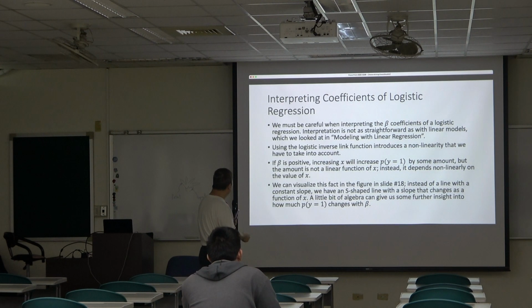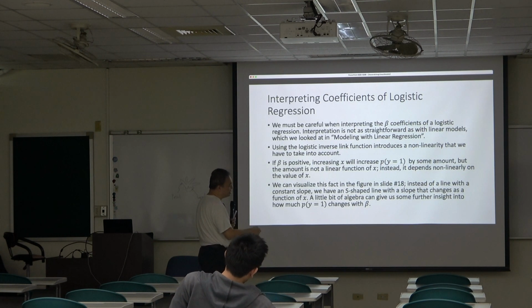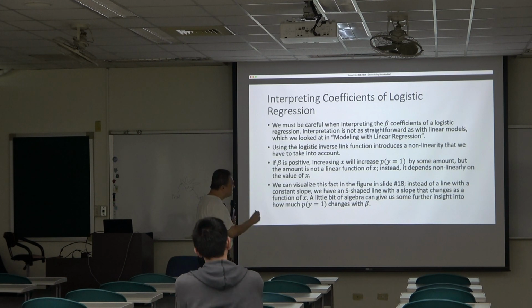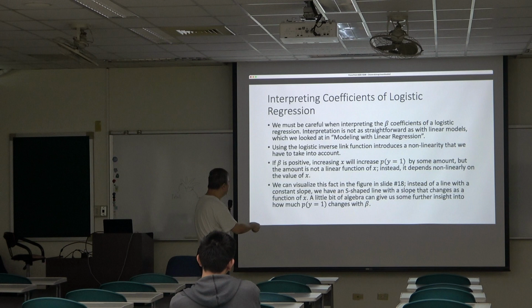Okay, so if beta is positive, increasing x will increase this probability p of the positive class by some amount, but we cannot specify that amount very well. The amount is not a linear function of x. Instead it depends nonlinearly on the value of x. It depends where you are talking about that x.